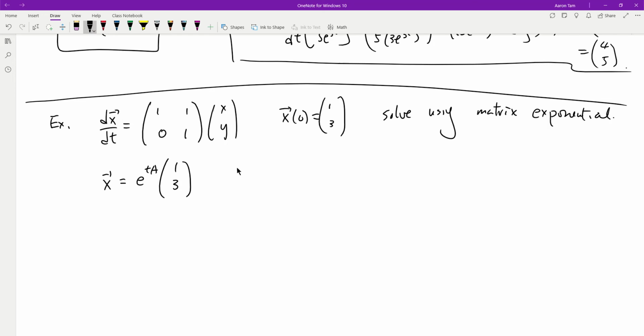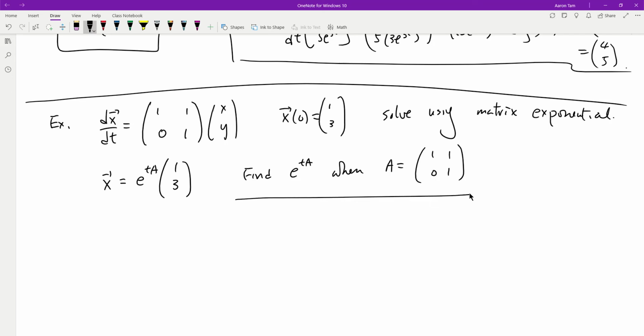The problem is we just have to find e to the tA when A is [[1, 1], [0, 1]]. So that's what we need to do. Once we figure that out, we can then put our answer together. So how are we going to do this?